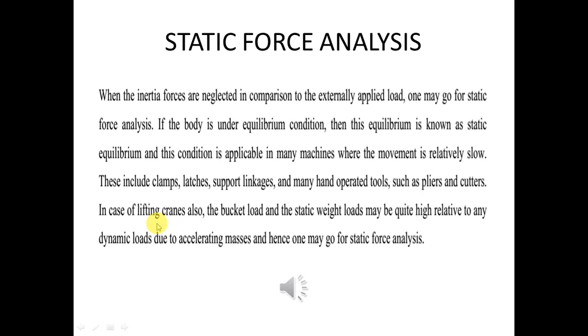Another example is lifting cranes, maybe a hydraulic crane. The bucket load and the static weight loads may be quite high relative to the dynamic forces due to the acceleration of the components as well as its mass. So hence one may go for static force analysis. In static force analysis, the inertia forces are not considered, whereas in dynamic force analysis, the magnitude of the inertia forces is considered.